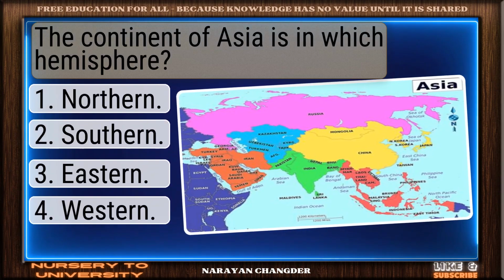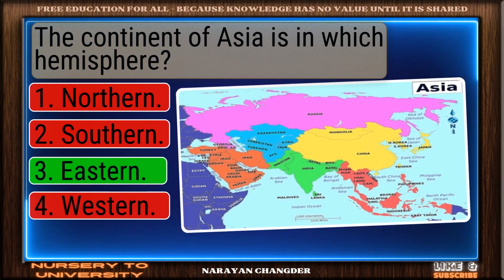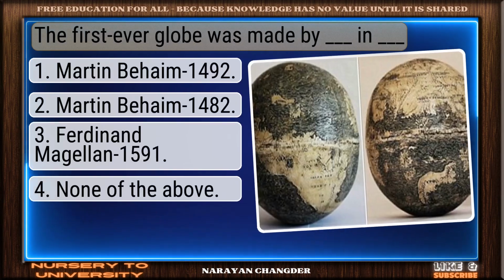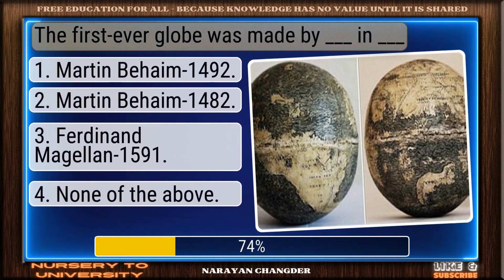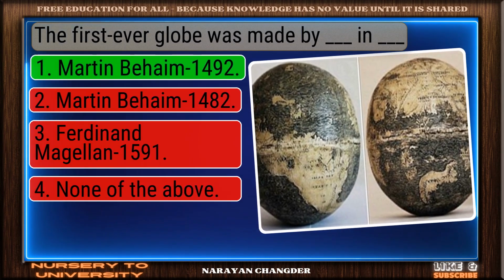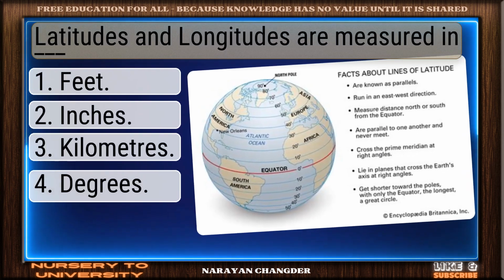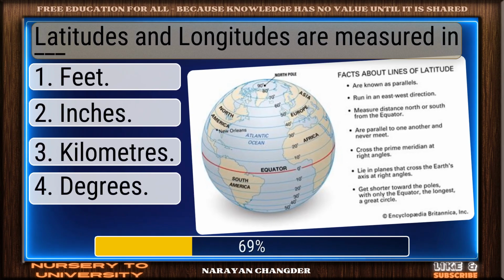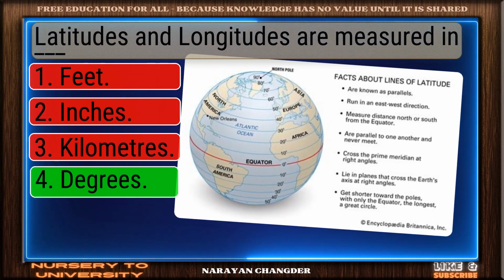The continent of Asia is in which hemisphere? You got it. Your choice Eastern is right. The first ever globe was made by dash in dash. Smart pick. Martin Behaim 1492 is the correct choice. Latitudes and longitudes are measured in dash. Well done. Degrees is the right choice.